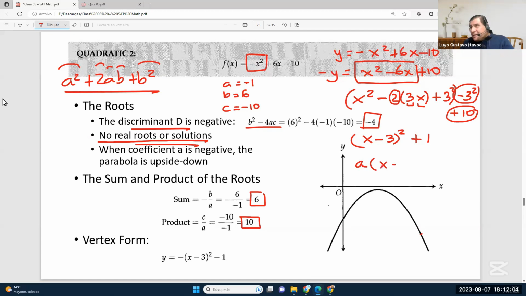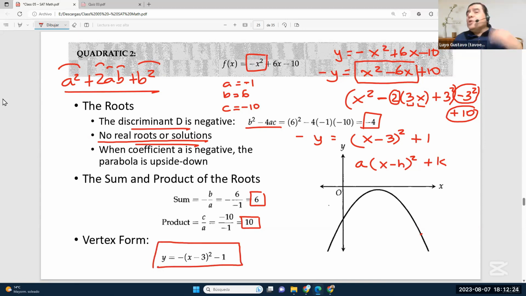So that's it. That's the form I was already looking for. Remember, a times (x minus h) squared plus k? That is the vertex form of the equation. I already have something similar, but remember, this is equivalent to -y. So in order to obtain the true form, I multiply both sides by -1, and I obtain the so-called vertex form of the equation.